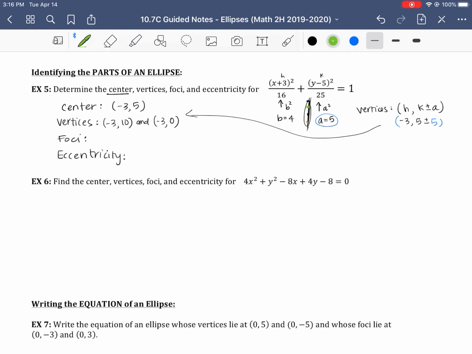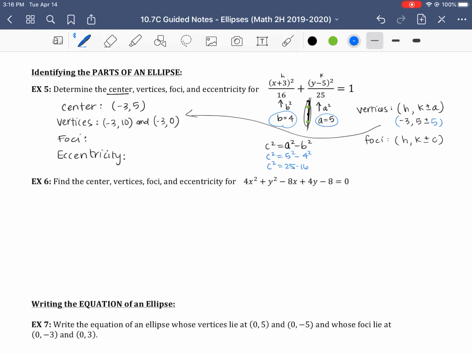The foci are along that major axis. One's going to be up here a little bit, one's going to be down here, but remember they relate to the c value. So if we want to find the foci, again, we're not going to change the h value, but we are going to add or subtract the c value. Now to find the c value, remember that c squared, going back to the front page, is equal to a squared minus b squared. So we're just going to use the values that we know. We don't know c squared, but we do know that a is 5, and we do know that b is 4.